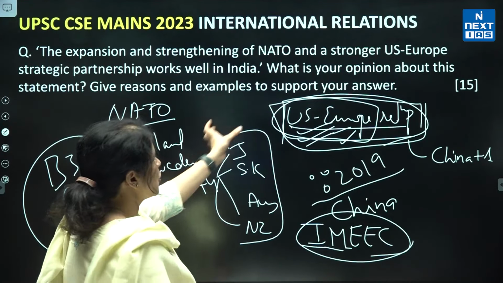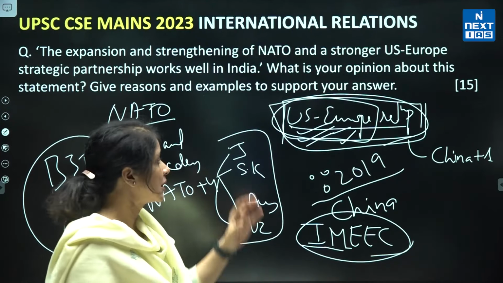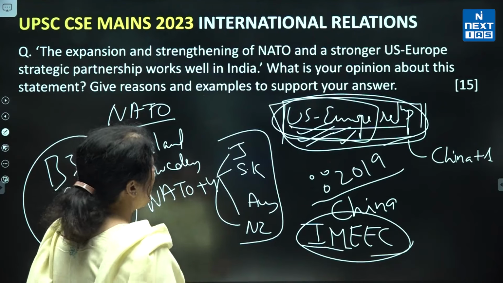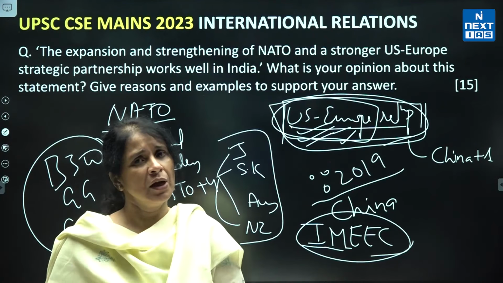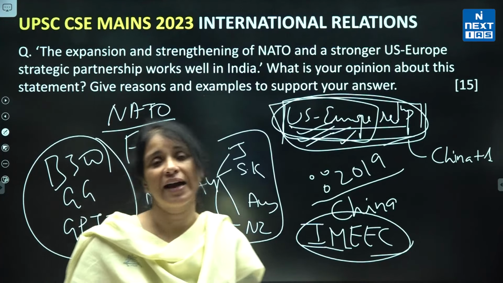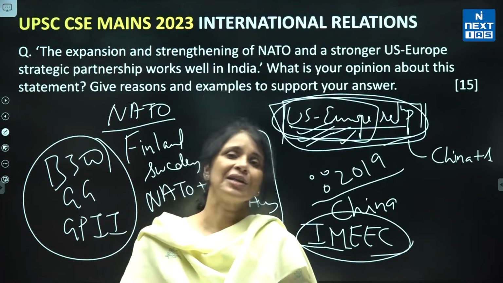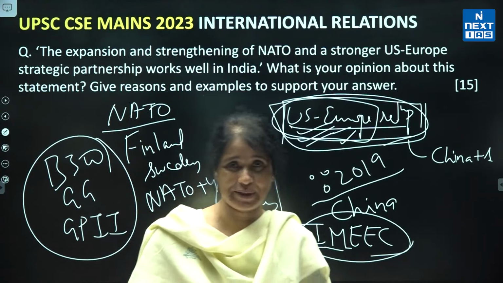So both the NATO and US, Europe, you can segregate it and you can write how it is going to benefit India. And before your conclusion, 1-2 lines you can talk about the concerns, and then finally concluding you can talk about what India has to do to create a balance for this.